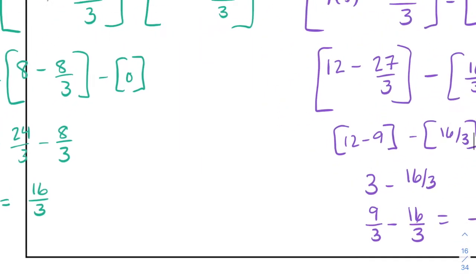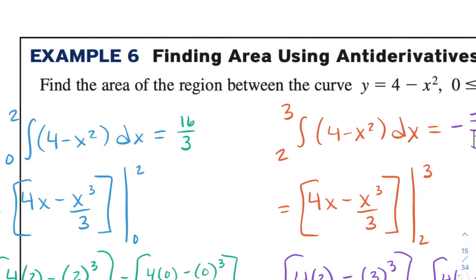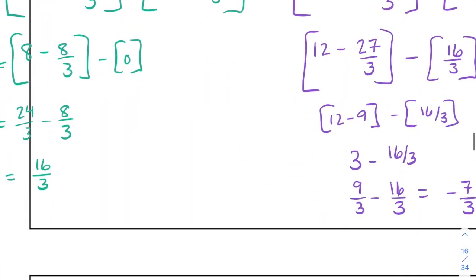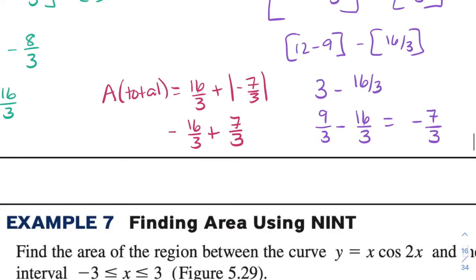So what we need to do, one last step, is find the area total. The total area needs to be equal to 16 thirds plus the absolute value of negative 7 thirds. So it's going to be 16 thirds plus 7 thirds. So area total is, 16, 17, 18, 19, 23 thirds.